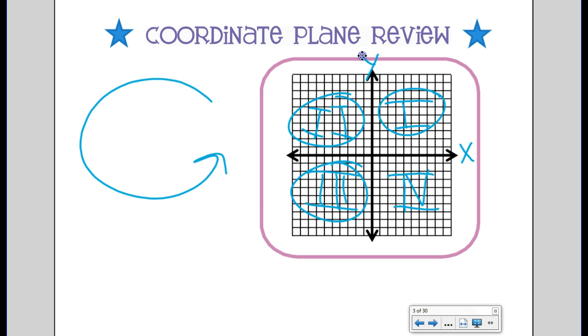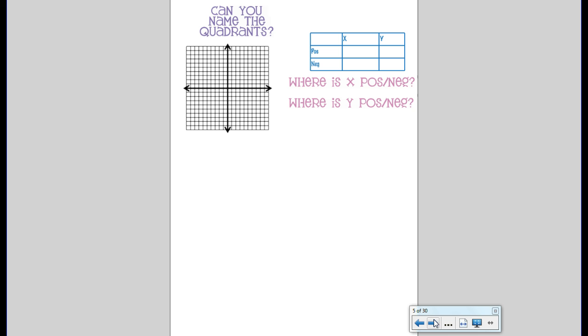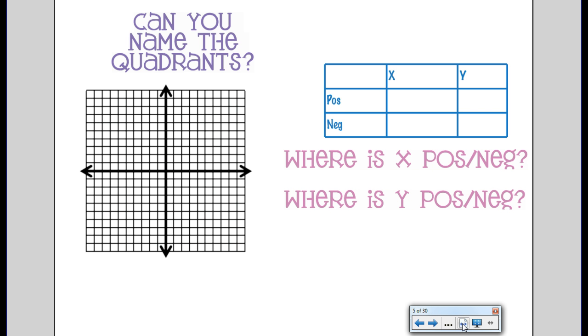Four quadrants. Starts right here. You have a little table on your sheet of paper, and it wants you to fill out where X is positive. So what quadrants is X positive? Quadrant 1, definitely. And quadrant 4. Very good. So go ahead and write those down. It's positive in quadrant 1 and quadrant 4. And where's X negative? The other 2 that we didn't name. Quadrant 2, quadrant 3.